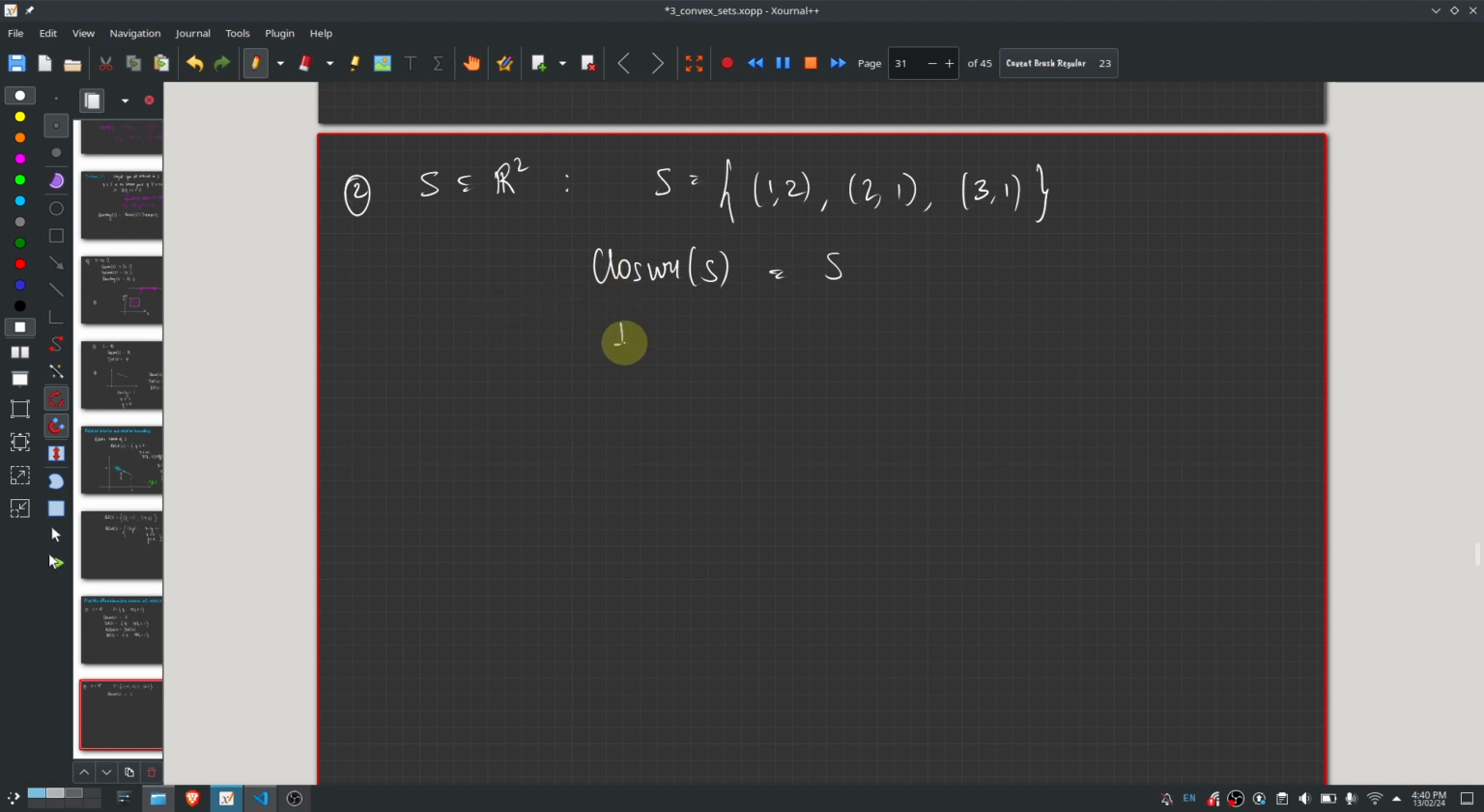Okay. What would be the interior of S? It would be empty, right? What would be the relative interior of S? That would also be empty, and so every point is a boundary.